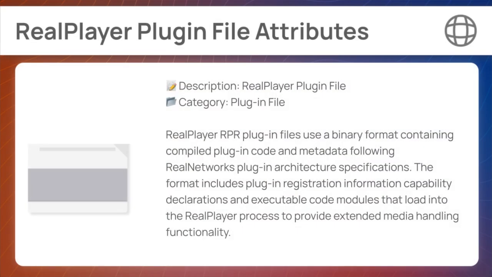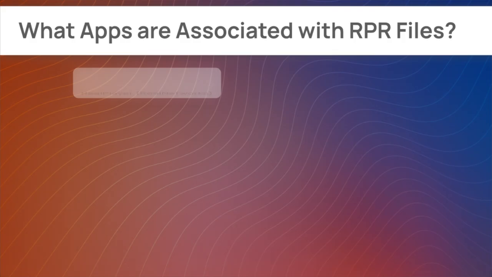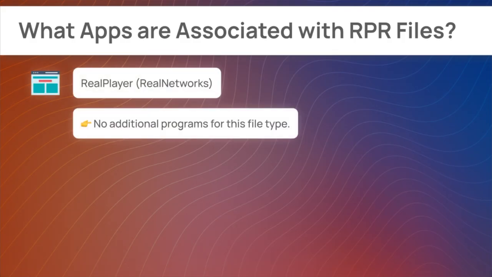RealPlayer RPR plugin files use a binary format containing compiled plugin code and metadata, following RealNetworks plugin architecture specifications. The format includes plugin registration information, capability declarations, and executable code modules that load into the RealPlayer process to provide extended media handling functionality. For full editing functionality, RPR requires RealPlayer, which is supplied by RealNetworks.